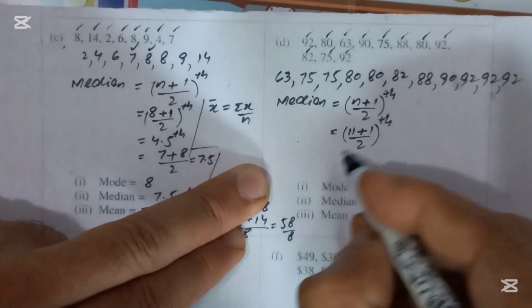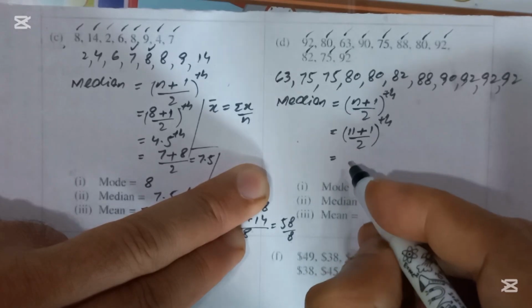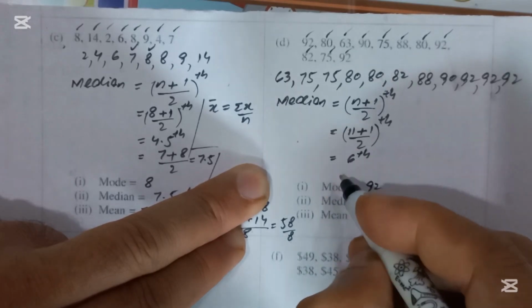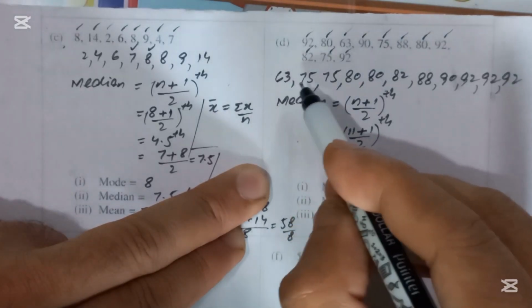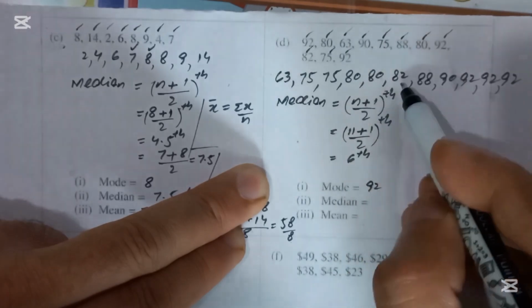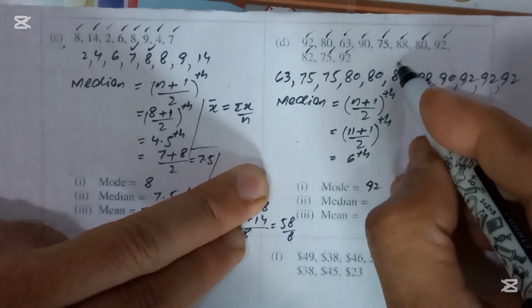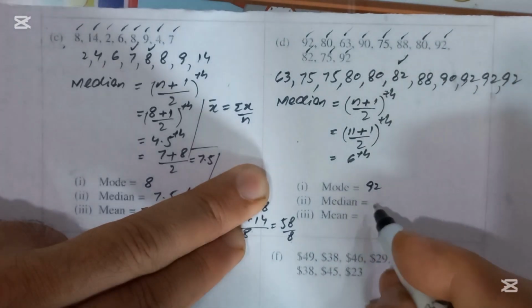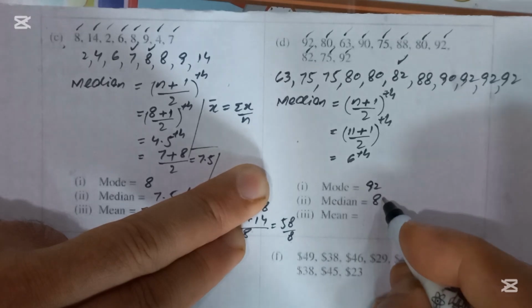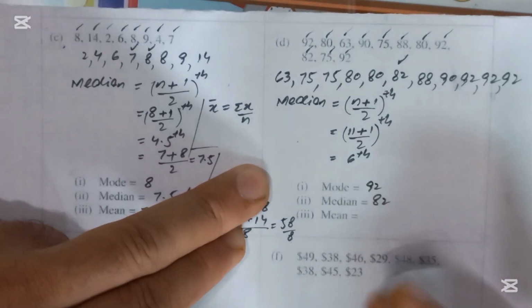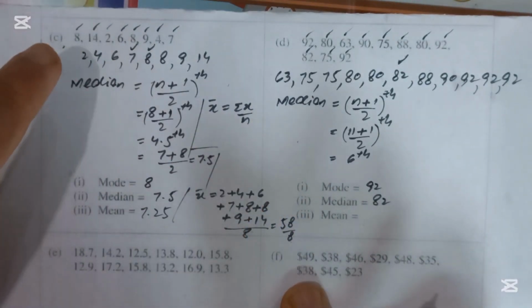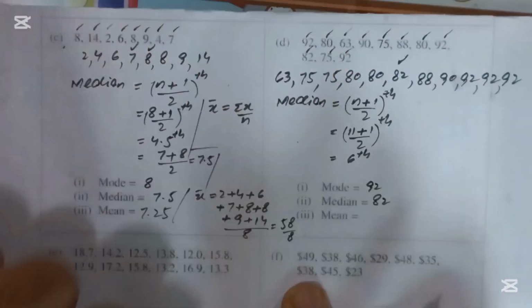11 plus 1 is 12. 12 divided by 2 will be the 6th term. So the 6th term will be 1, 2, 3, 4, 5 and 6. Here is 82 on the 6th term, so 82 will be the median. So this is the difference in even number of terms and odd number of terms.